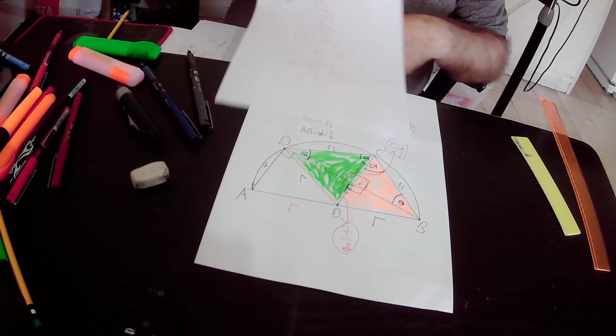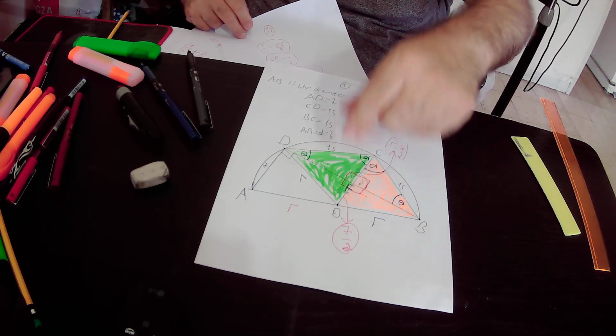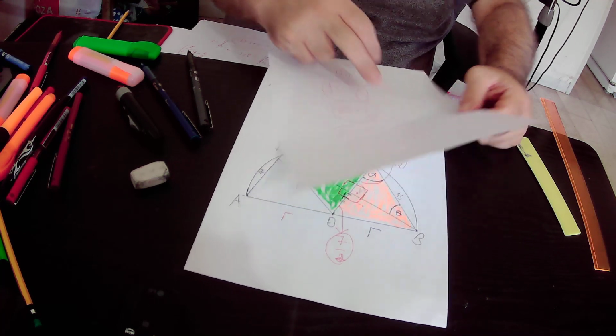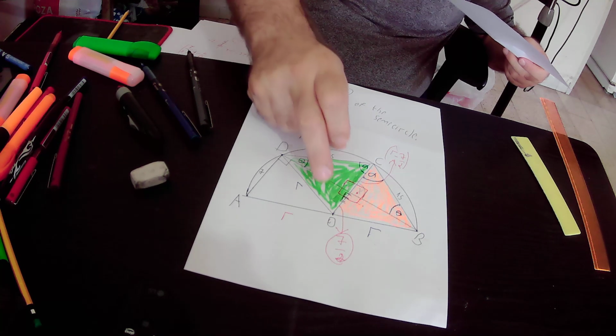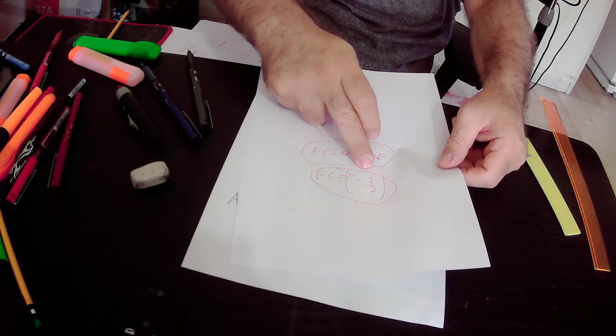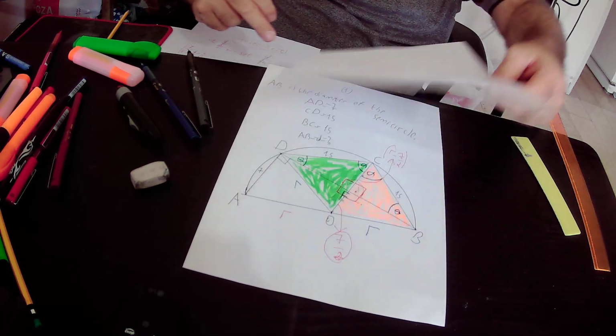And what is the value of EC? EC equals OC minus OE. But OC is the radius of the semicircle, and OE equals 7 over 2. So in total we got that EC equals R minus 7 over 2. And we have already found out that OE equals 7 over 2.